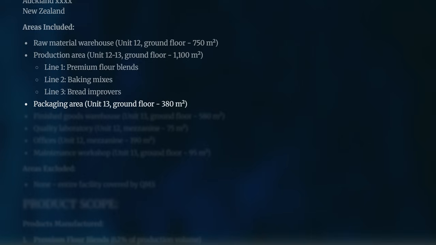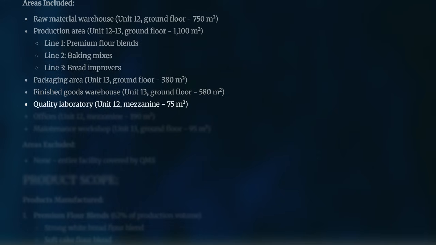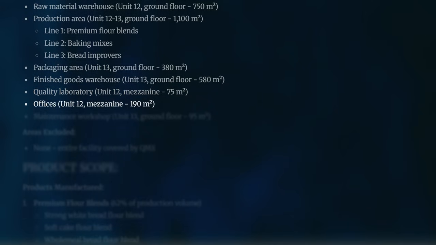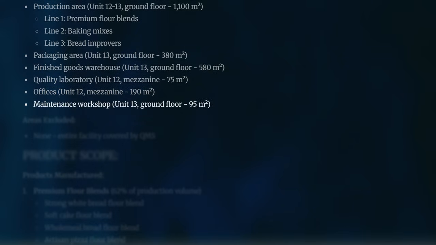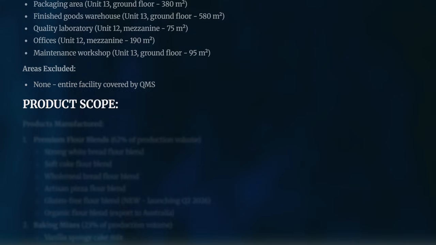Then the packaging area, in unit 13, ground floor, 380 square meter. Finished goods warehouse, unit 13, ground floor, with 580 square meter. Quality laboratory, unit 12, mezzanine, with 75 square meter. Office, unit 12, mezzanine, with 190 square meter. Maintenance workshop, unit 13, ground floor, 995 square meter. And the area excluded is none. The entire facility is covered by QMS.